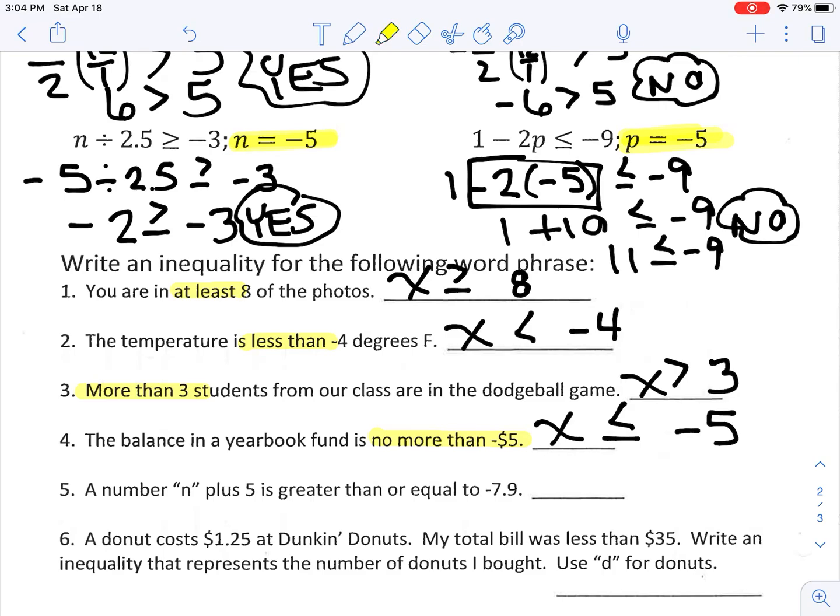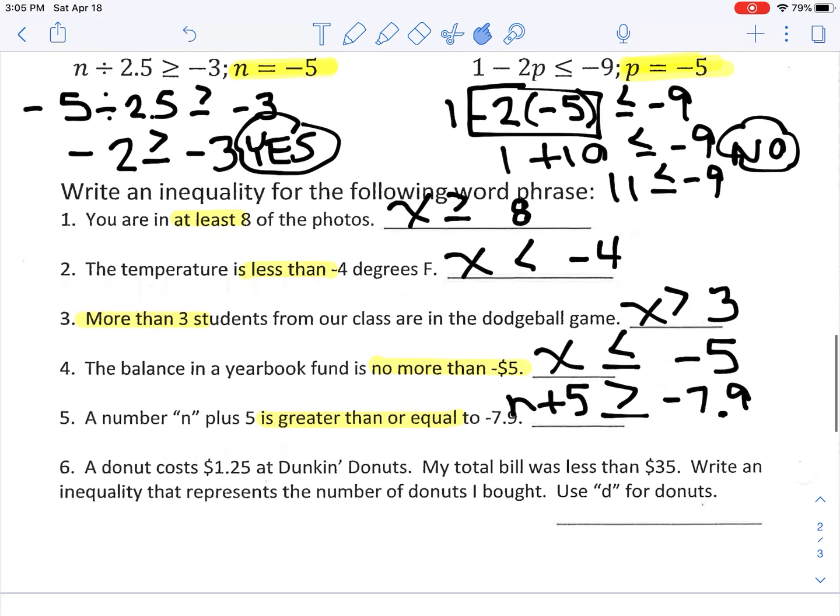A number n plus 5 is greater than or equal to -7 9/10. Is greater than or equal to. So this tells me exactly what symbol to use. Is greater than or equal to. Now this one's going to have a little bit more information in it. A number n plus 5, I'm going to write exactly what it says, is greater than or equal to -7 9/10.